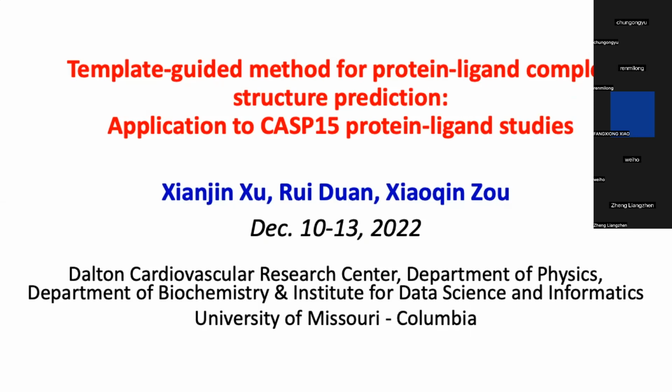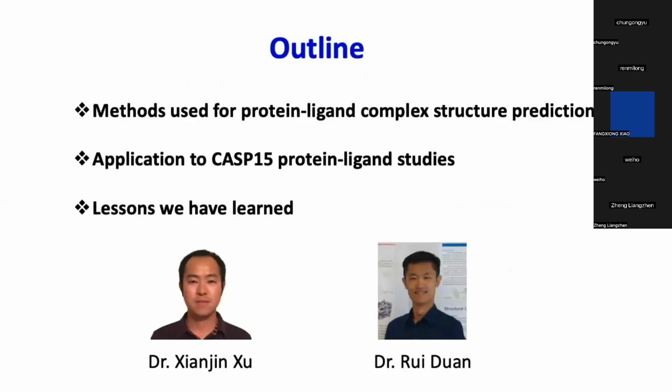So today's talk is titled template-guided method for protein-ligand complex structure prediction with application to CASP15. The work was done by two young, highly talented scientists in my lab, Dr. Xianjin Xu and Dr. Ray Duan. First, I'll talk about the method we used for protein-ligand complex structure prediction, and then how we applied it to CASP15 and the lessons we have learned from this study.